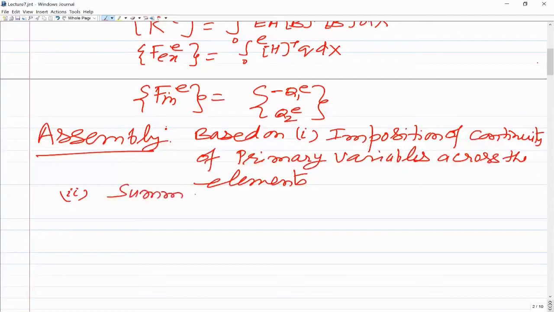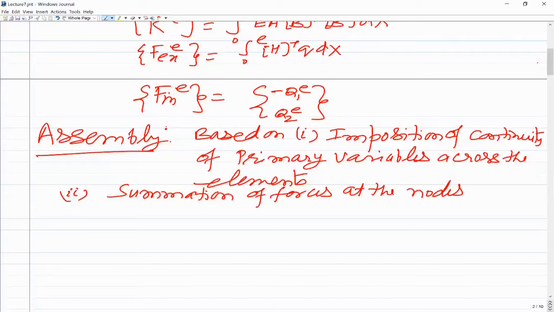Summation of forces at the nodes. So assembly is essentially based on these two concepts. That is, we impose continuity.